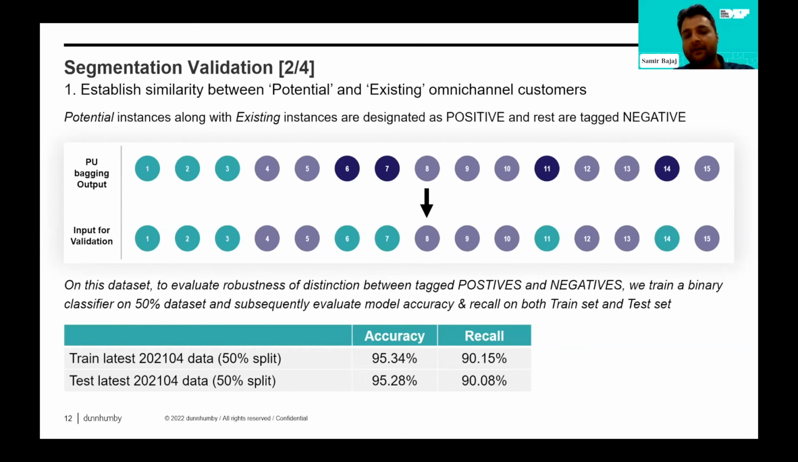Here we are getting a respectable value, which is more than 95% accuracy and more than 90% recall. So this indicates that the customers which we have tagged as potential, it's highly likely they are similar to the existing customers.